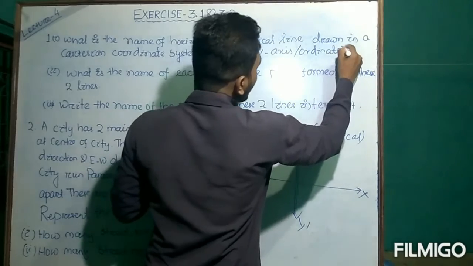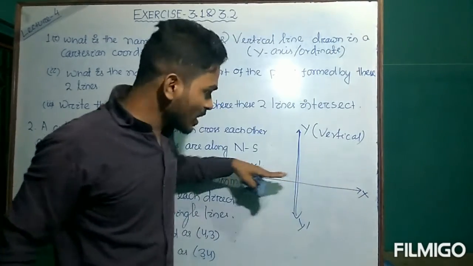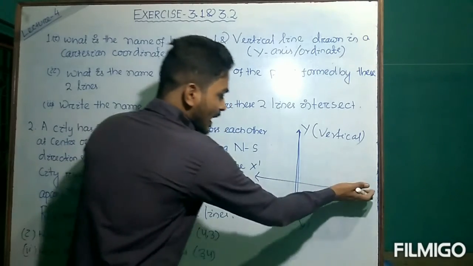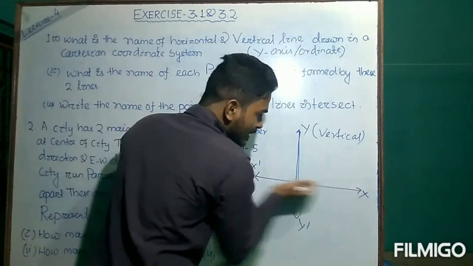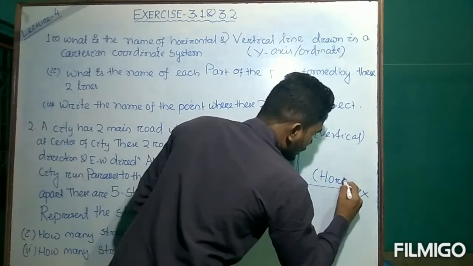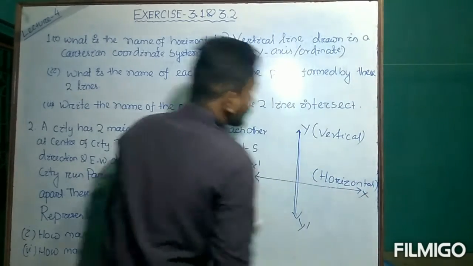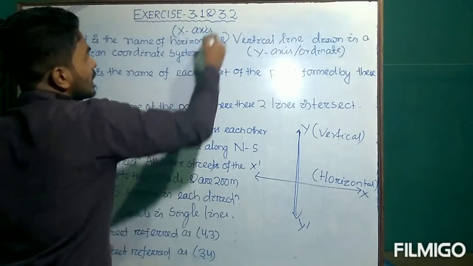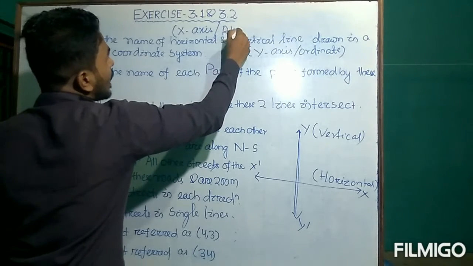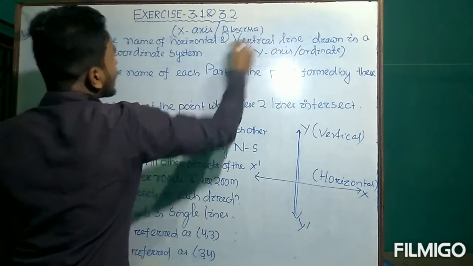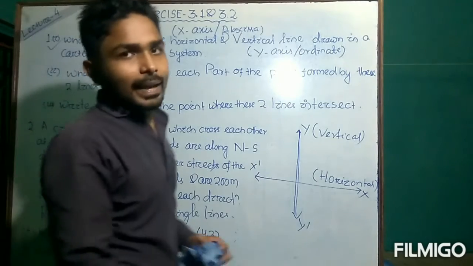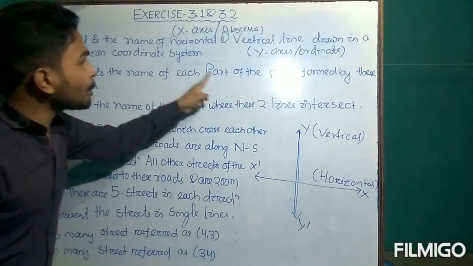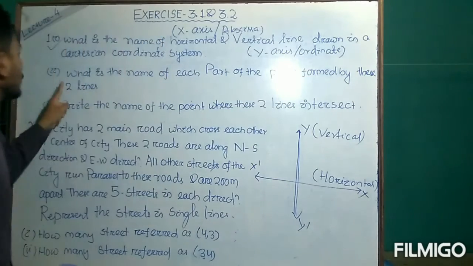Clear? Similarly, the name of the horizontal axis, this is the horizontal axis which is parallel to the base. So this axis is parallel to the base, so it is known as the horizontal axis. So the name of the horizontal line is x-axis. Clear? Or you can say abscissa. So question number 1 is completed. Now the second question. What is the name of each part of the plane formed by these two lines?